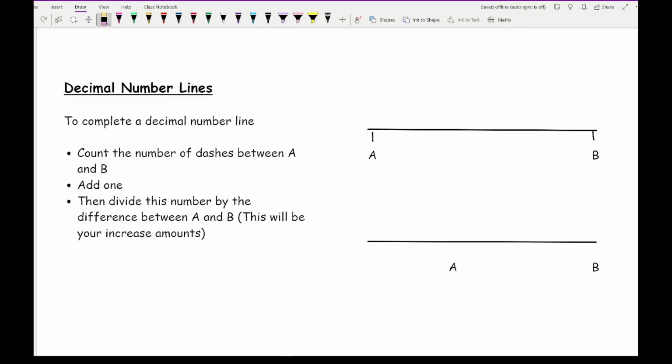So now let's have a look at decimal number lines. Now to complete a decimal number line, again, working with scales, etc., what you want to do is just work out what the increments are between getting from one point of the scale to the next. And again, this doesn't require any methodology or working out. Sometimes it's just a question you just know how to do.